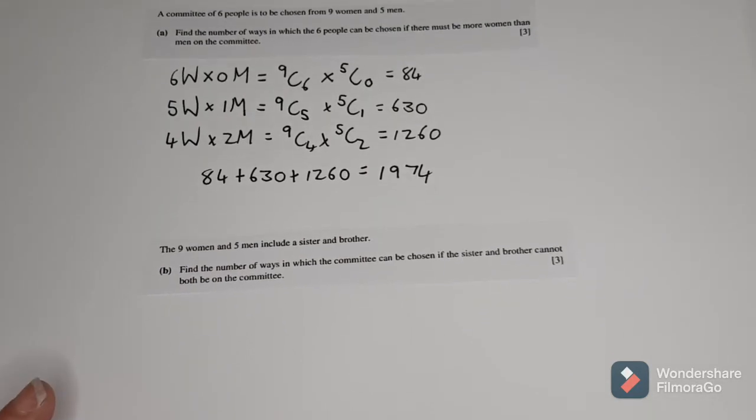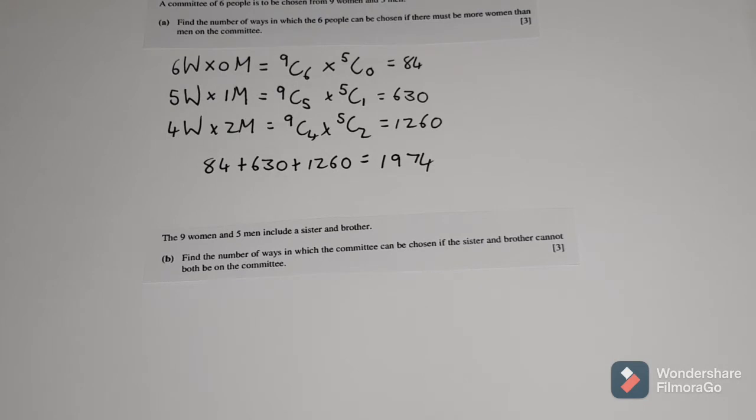So then the next part says, the 9 women and 5 men include a brother and sister. Find the total number of ways in which the committee can be chosen if the sister and the brother cannot both be on the committee. Because they can't be together, the easiest thing to do is to find where they are together and subtract it from all the total options.